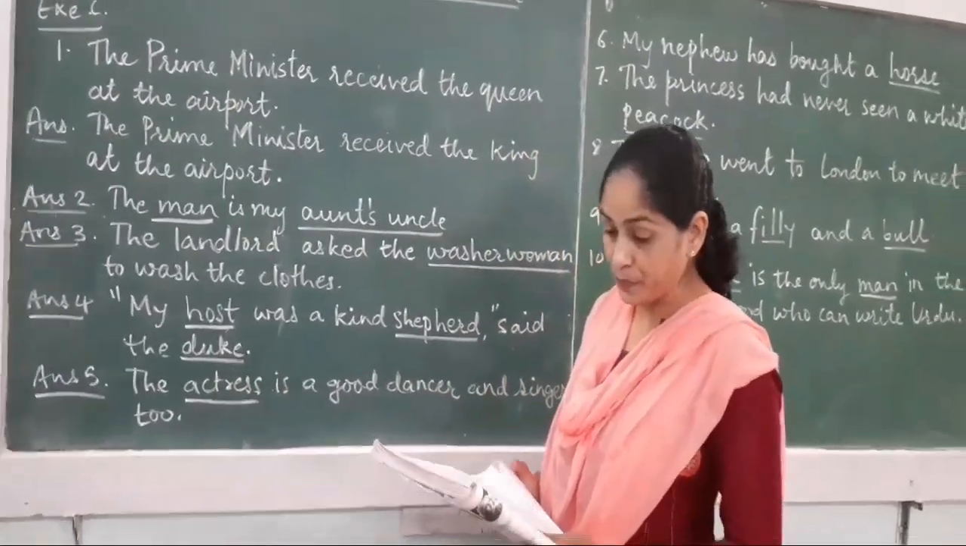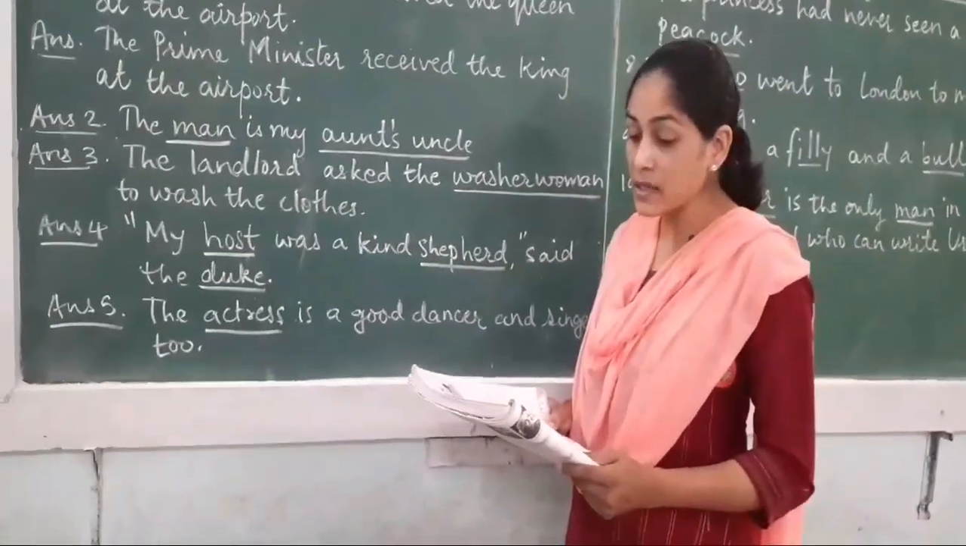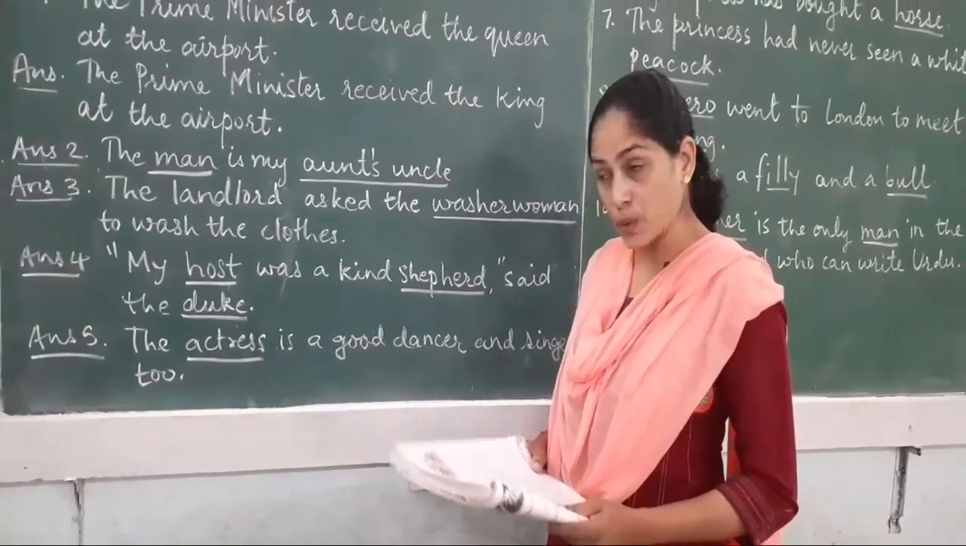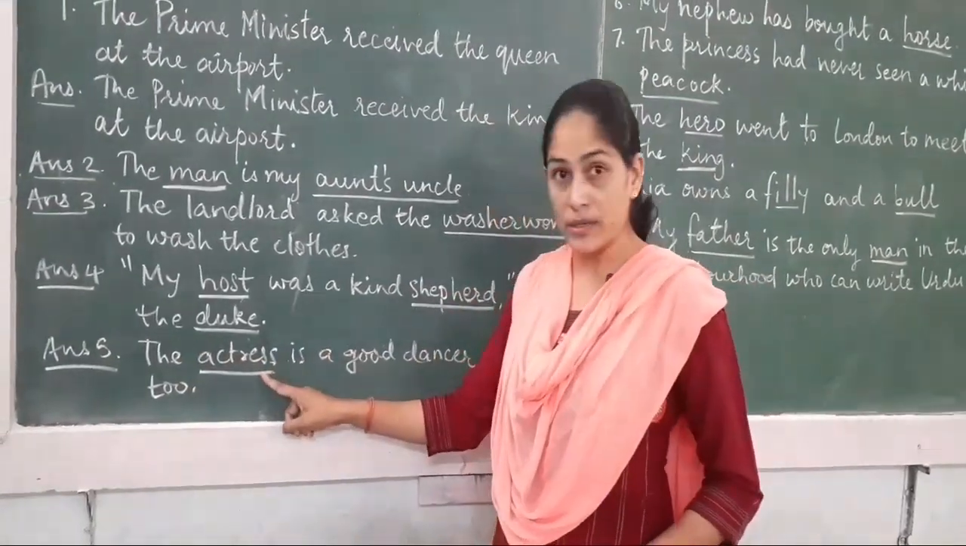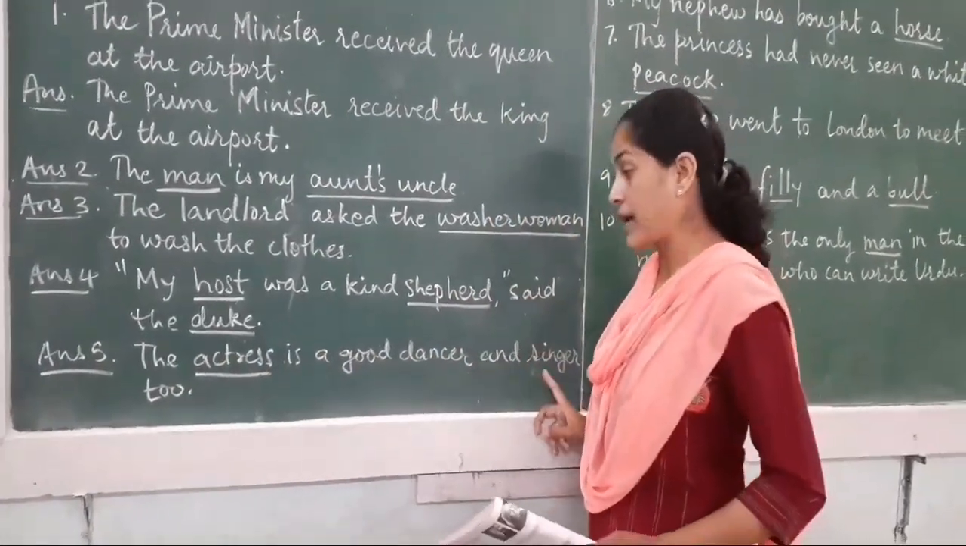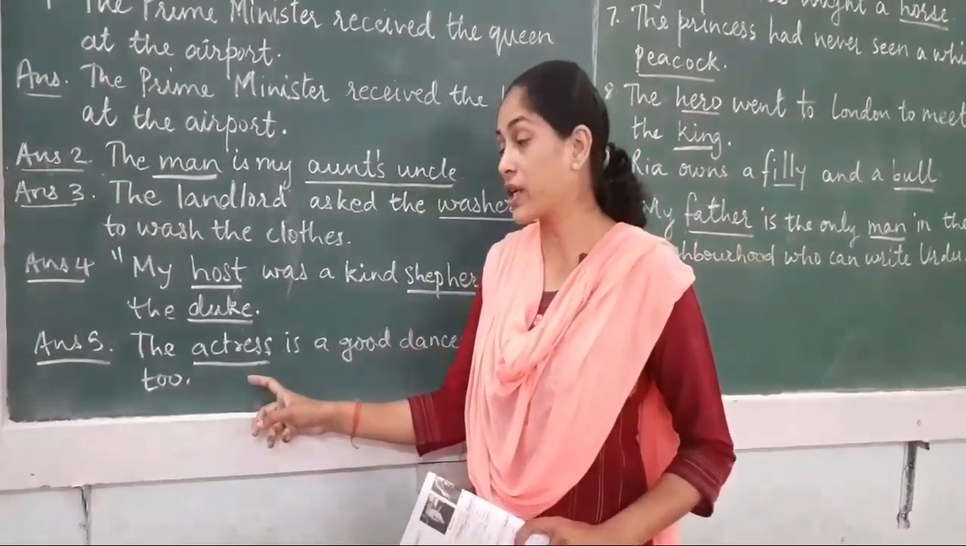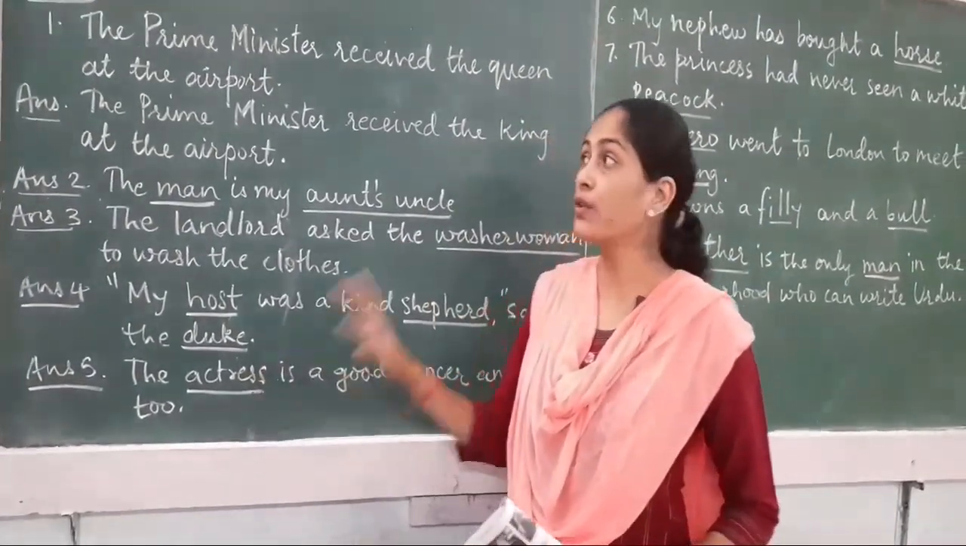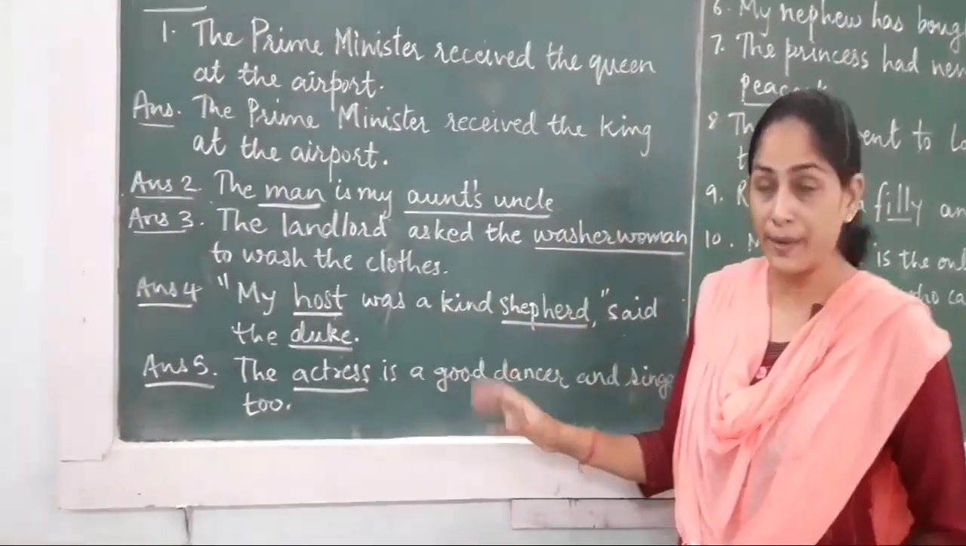Next one, the actor is a good dancer and singer too. The actress is a good dancer and singer too. From actor it would be actress. Okay, we are changing the opposite gender.